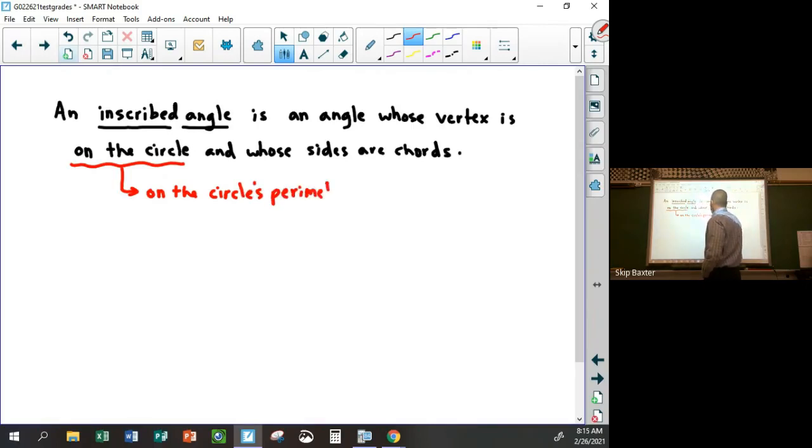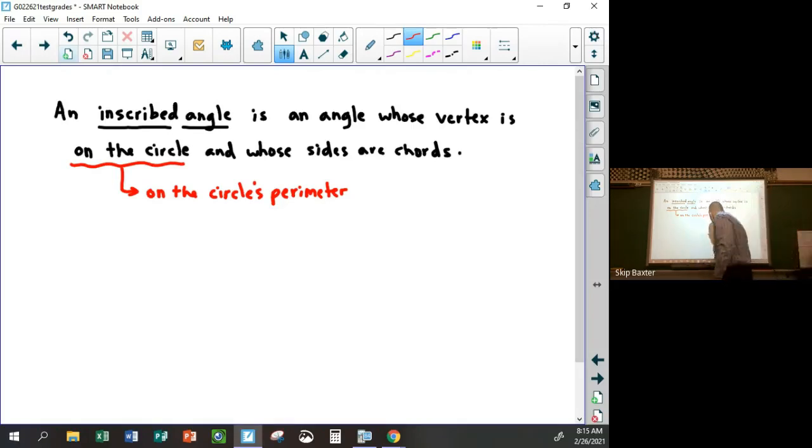Okay, the circle itself is just that curved line that makes up the outside of the circle. The interior of the circle is not the circle. It's the interior of the circle. If you wanted to talk about that whole thing, it's actually mathematically called a disk. Just the outside edge of it is the circle itself.